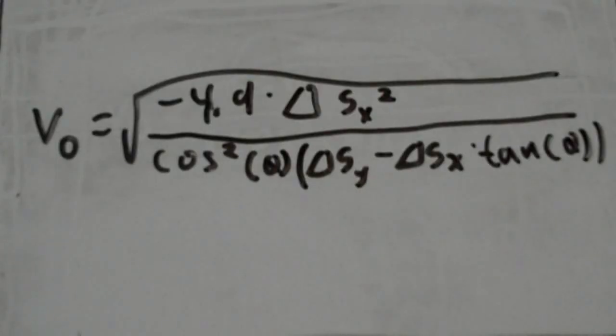Alright, so today I'm going to explain how an equation works. And the equation I'm going to explain is this. The initial velocity equals the square root of negative 4.9 times the change in the x direction squared, all over the cosine of the angle squared times the change in the y direction minus the change in the x direction times the tangent of the angle.